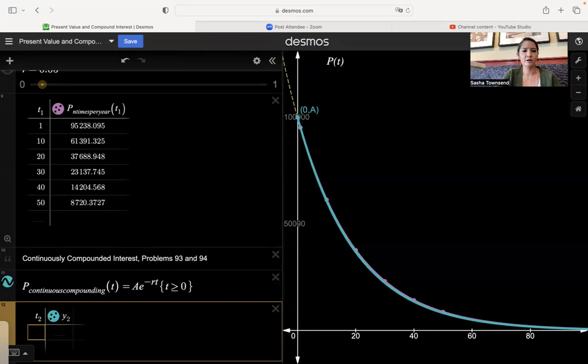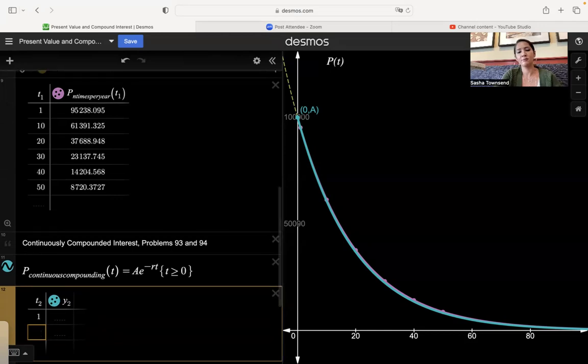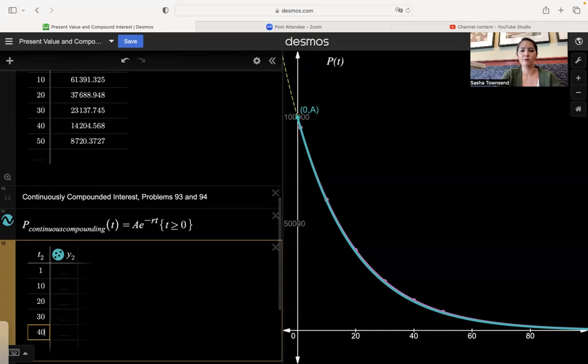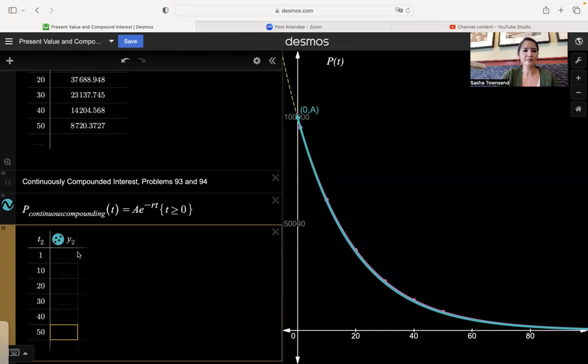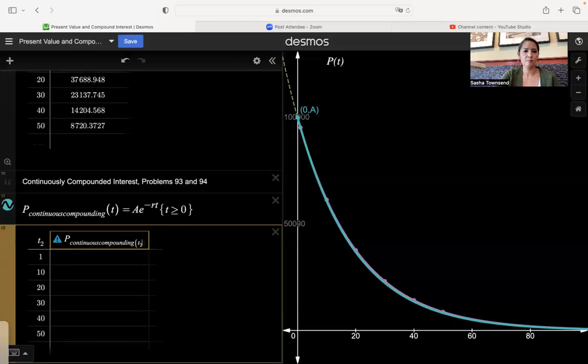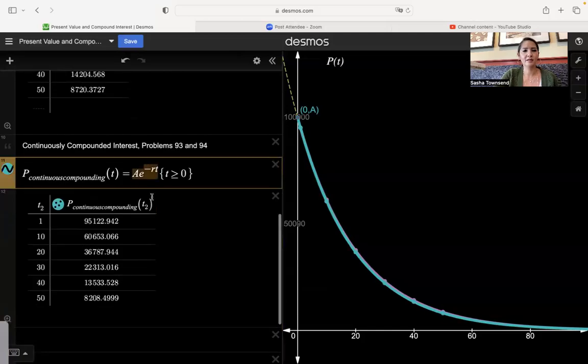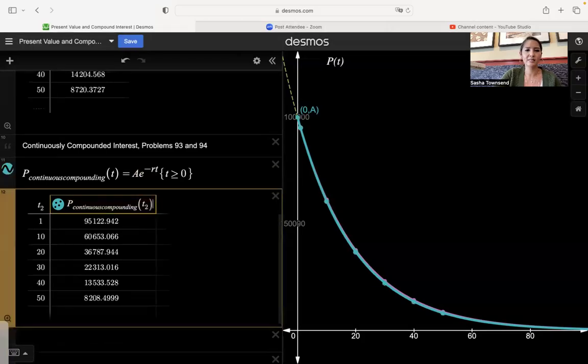And then we want to know what the present value should be to have $100,000 next year, to have $100,000 10 years from now, 20 years from now, 30 years from now, 40 years from now, and 50 years from now. And you can type P sub continuous compounding evaluated at t sub 2 if you want to. Or if you prefer, you can just type in this formula, evaluated at t sub 2. That will give you the same answer.